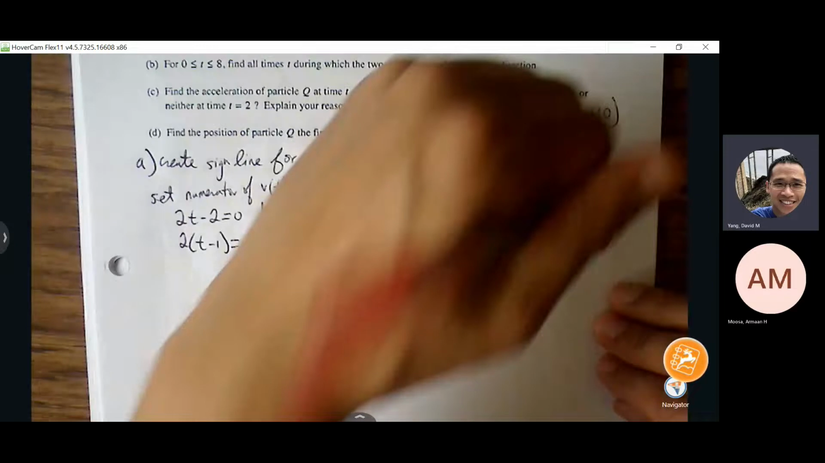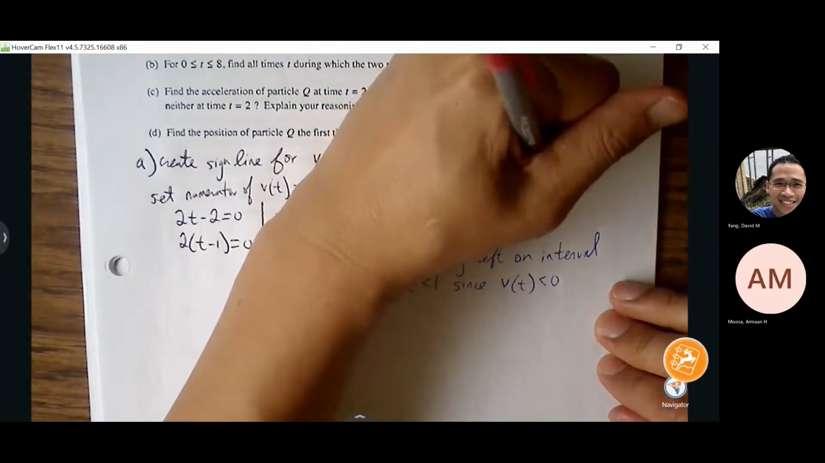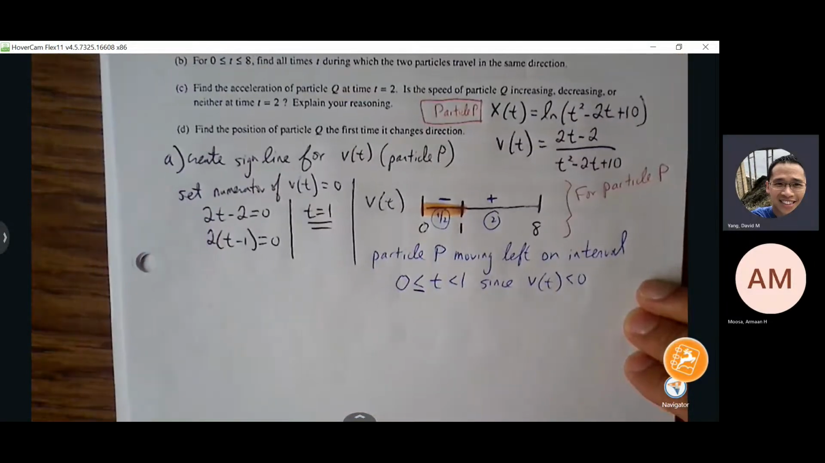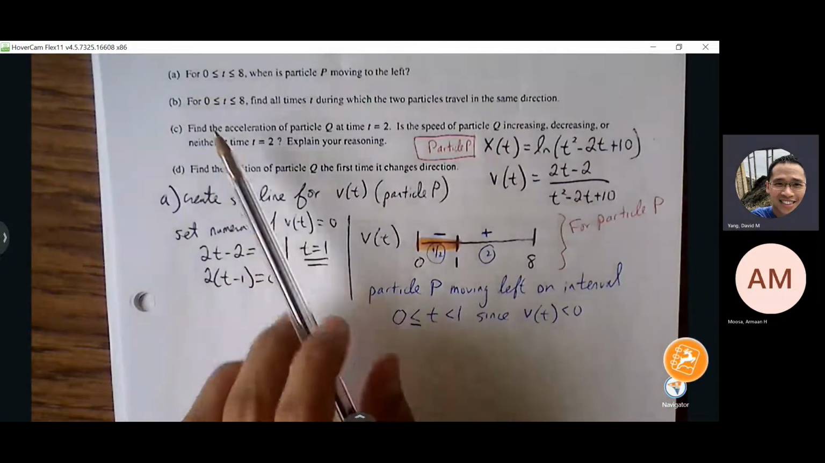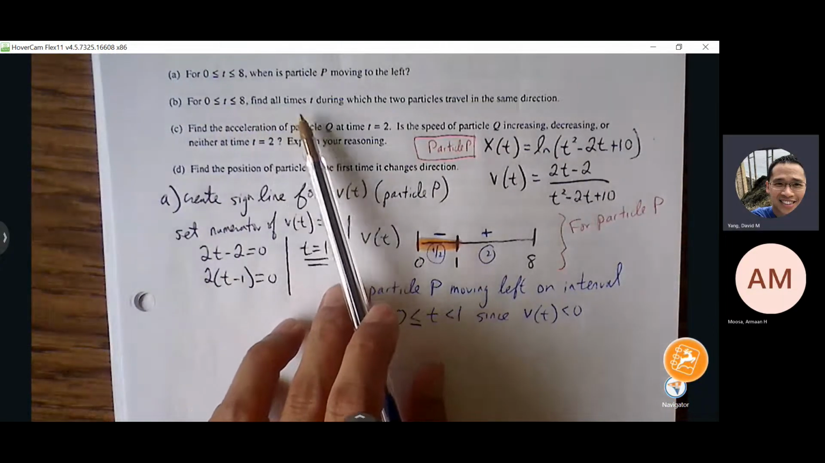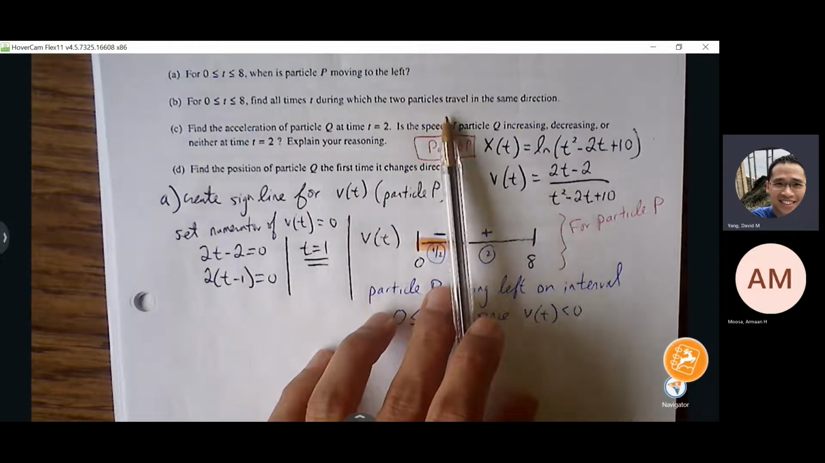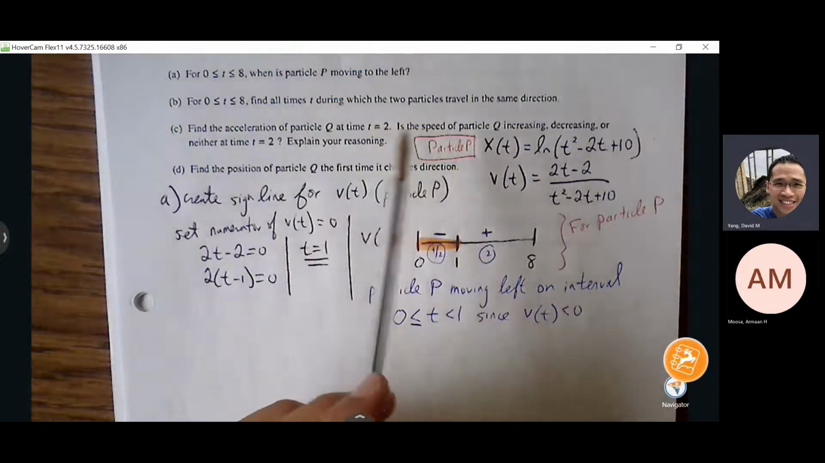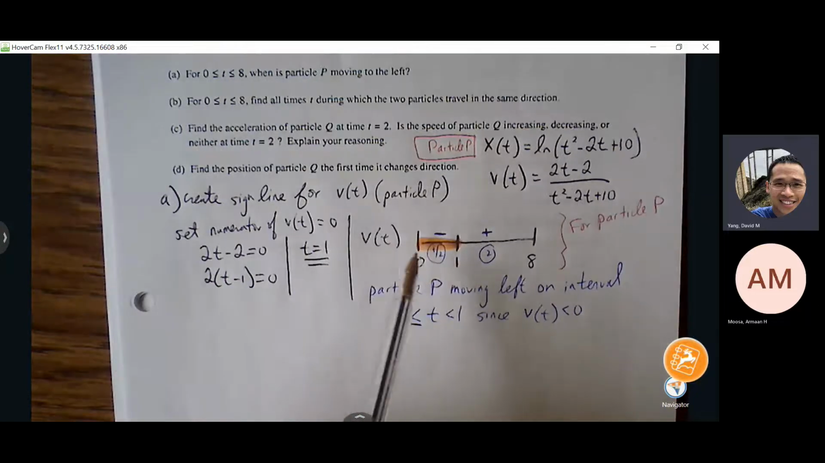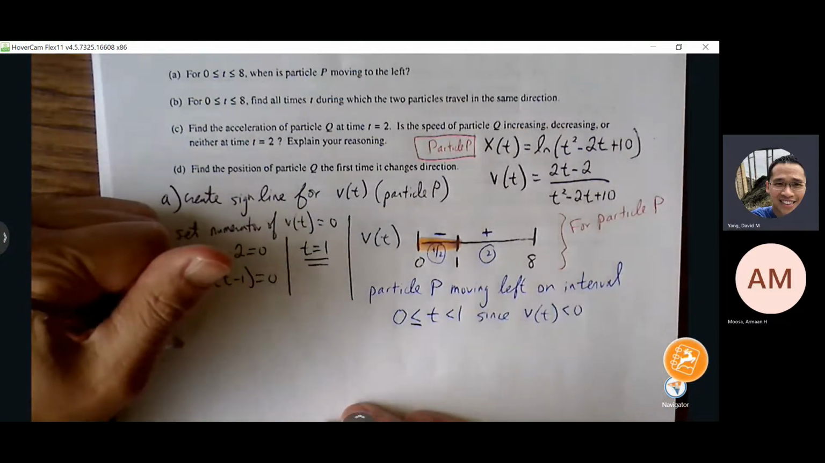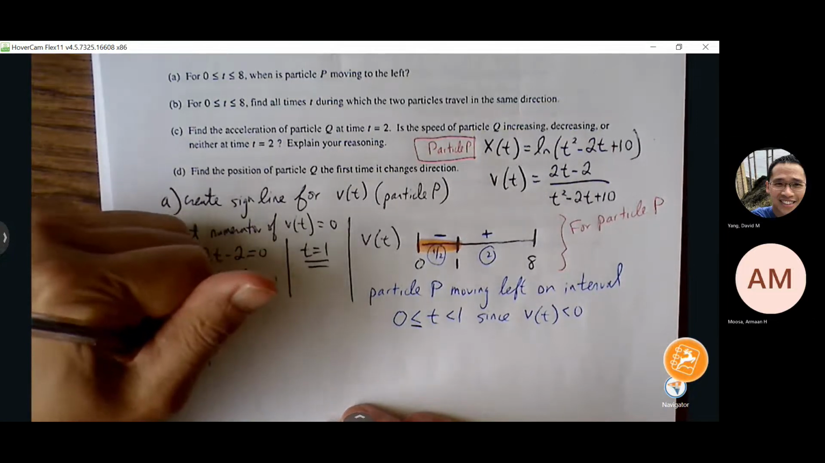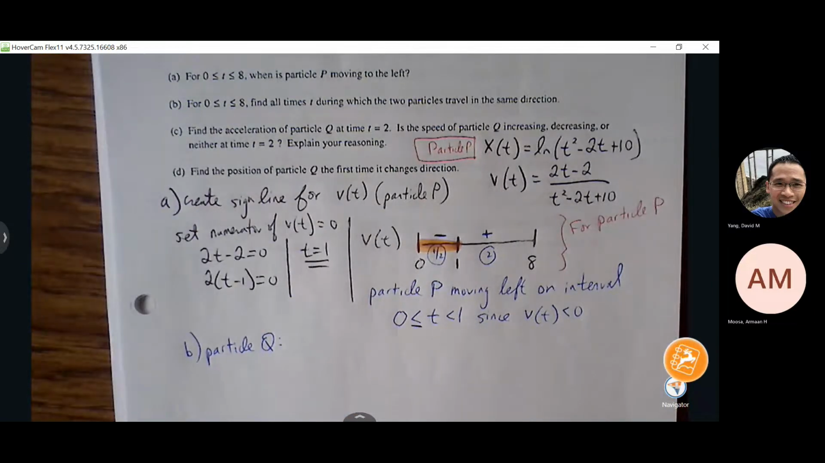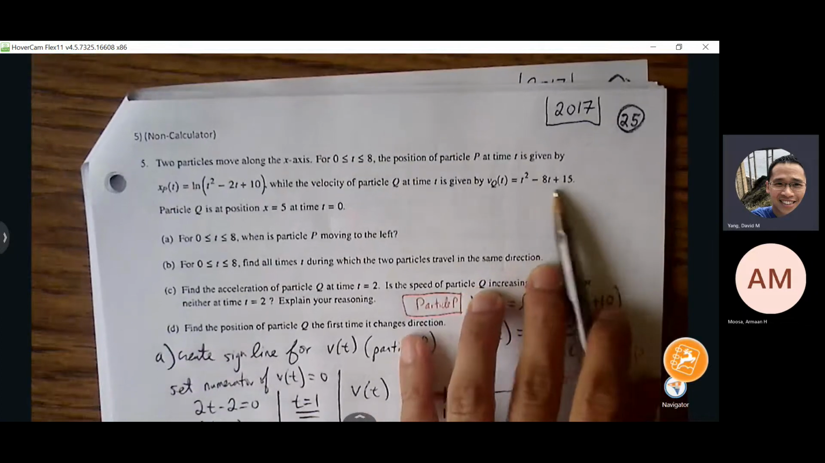Okay, so we have the sign line for particle P. Let's move on to the second particle. Okay, for B, it says between 0 and 8, find all the times when the two particles travel in the same direction. Okay, so we have velocity for particle P. We have all that filled out. In order to figure out when the particles are moving in the same direction, we also need to create a sign line for particle Q. We already have the velocity function, so no need to find the derivative. We can just set this equal to 0.